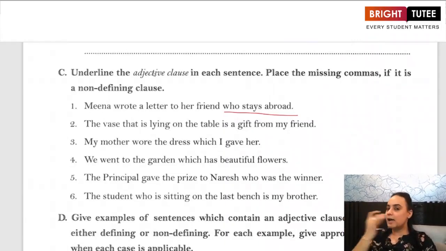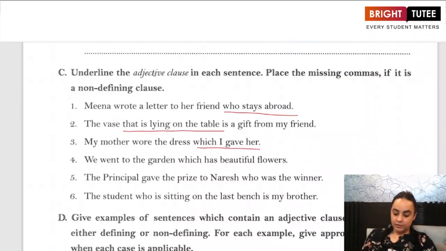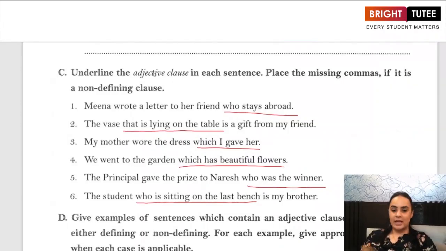Next, first we will underline the adjective clauses and then we'll insert the commas. The vase that is on the table is a gift from my friend. My mother wore the dress which I gave her. We went to the garden which has beautiful flowers. The principal gave the prize to Vesh, who was the winner. The student who is sitting on the last bench is my brother. Now, if you look at these 6 sentences, we've underlined the adjective clauses in each one of them.